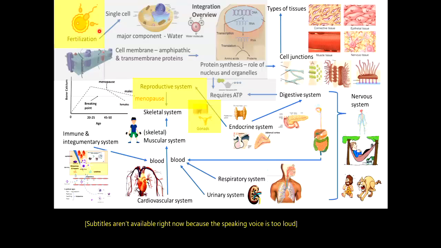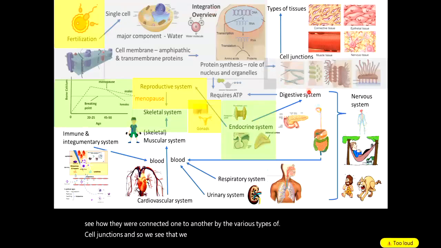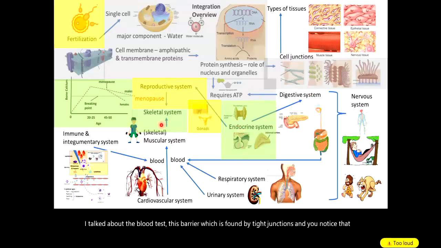After talking about a cell, we moved on to see how they were connected one to another by the various types of cell junctions, right? And so we see that we talk about a number of cell junctions. Yesterday I talked about the blood testis barrier, which is formed by tight junctions. You'll notice that the endocrine system and the skeletal system alone have been colored in green because we will get into a little more detail on how that relates to the reproductive system.